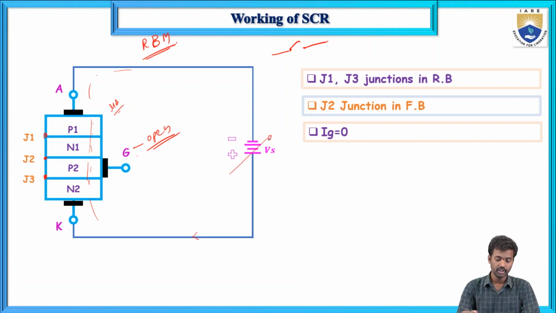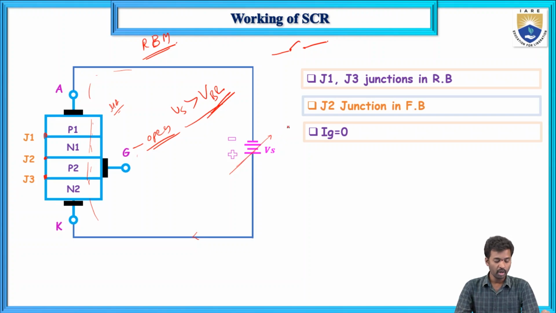Now increase this voltage, the reverse supply voltage. What will happen at a critical point? That point is the reverse breakdown voltage. When the supply voltage reaches the reverse breakdown voltage, that is, when the anode-cathode voltage is greater than VBR, a huge amount of current flows from the cathode to the anode.